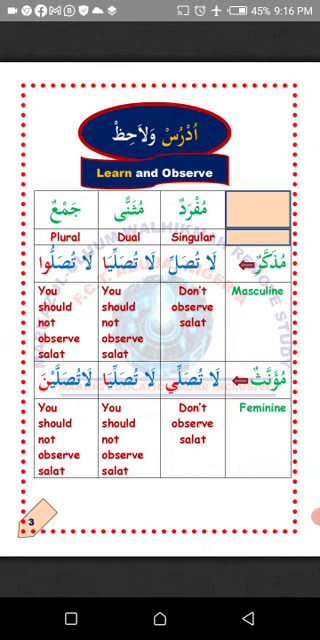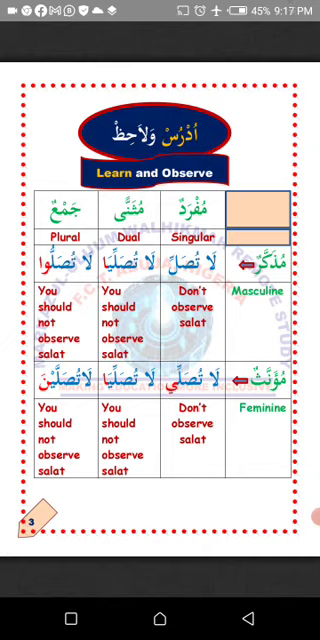Remember, plurality in Arabic starts from third upward, unlike English, where it starts from two upward. Then we talk about mudhakkar. Mudhakkarun, masculine. This is a word in Arabic that represents a male person or a male object. Just like the verb la tusalli can only be used to command a single male person not to observe salah.